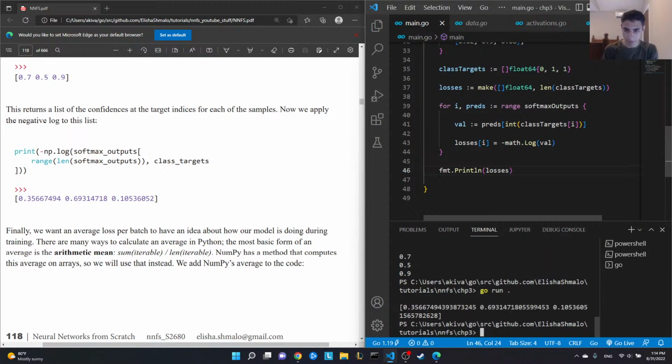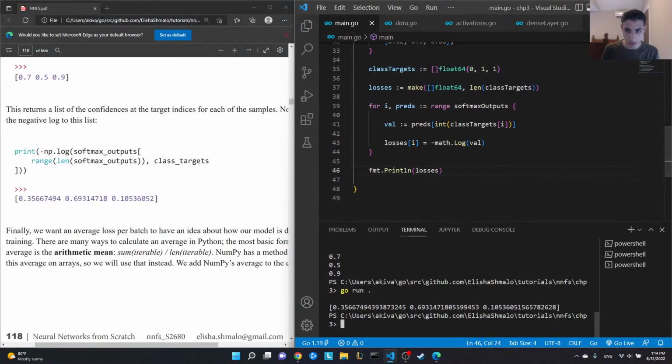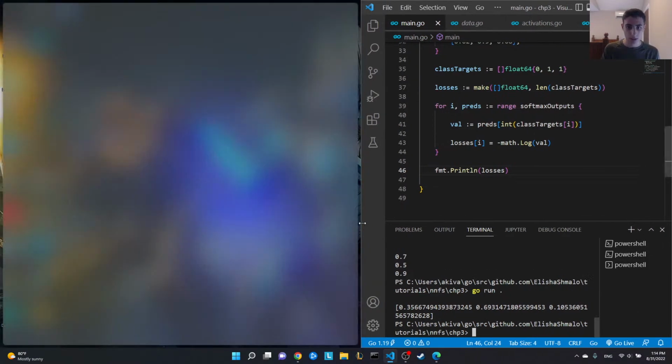Okay. Great. So these are the same values, as you can see. 0.3566, 0.3566, yeah, very good. 0.693, 0.693, 0.105, great. So these are the same values. So we're doing it correctly.